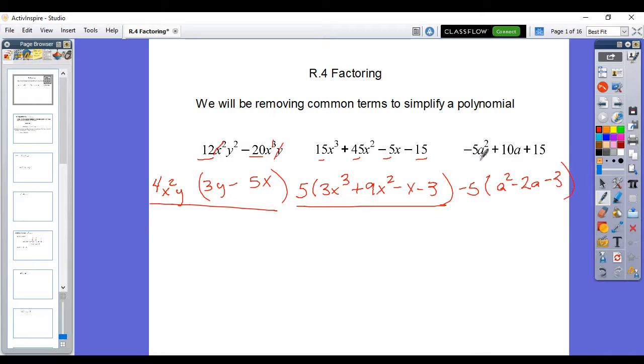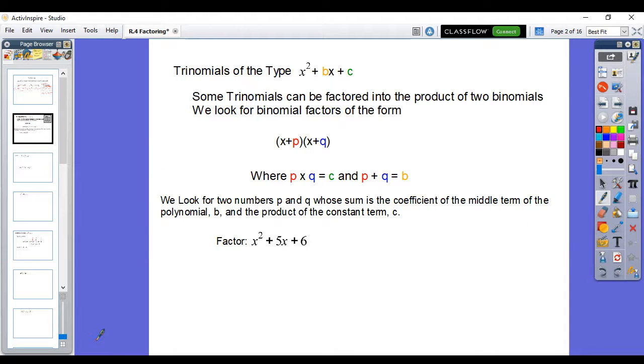The reason this became minus because I took out a negative from here. If you force a negative out of there, that makes this become negative because a negative times a negative is a positive. That makes sense? So we're going to go back in when I'm getting negative 5a squared plus 10a plus 15. So that's why by factoring out a negative 5, that forces these positive to become negative. Alright, so that's just factoring in general.